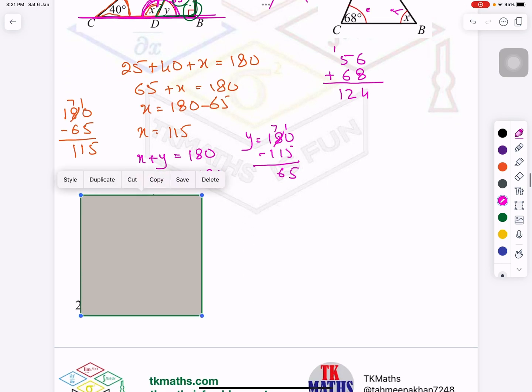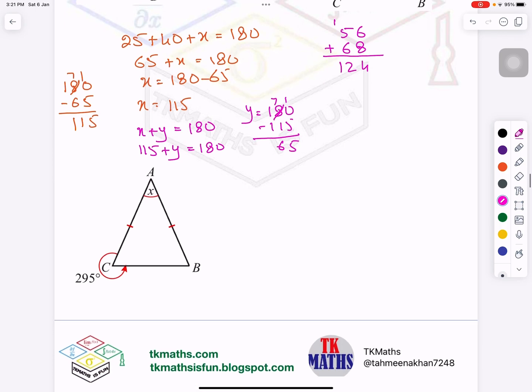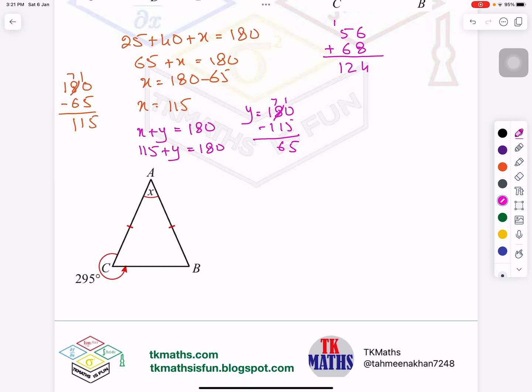Let's see this last question. I have to find out x. So do you think it's an easy question or a difficult question? And the meaning of these two lines here is that they are equal. If they are equal, it means it is an isosceles triangle. And in an isosceles triangle, angles opposite to equal sides are equal. So this angle is equal to this angle, right? Make sense? What will we do next?